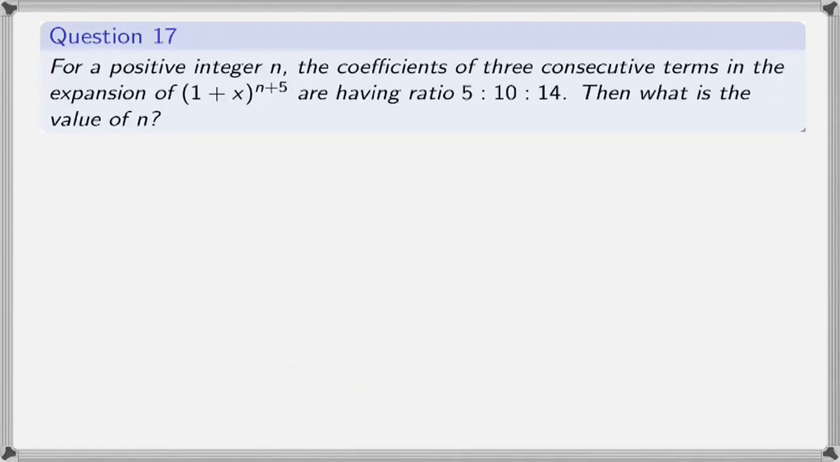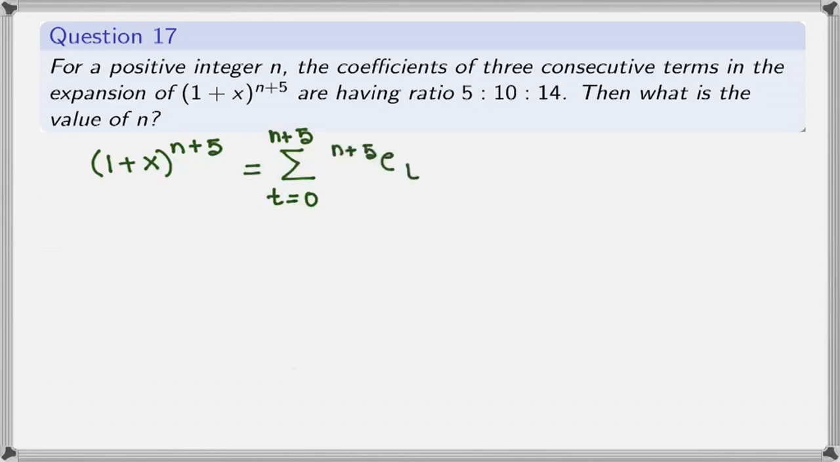It is given to us that for a positive integer n, the coefficients of three consecutive terms in the expansion of (1 plus x) whole to the power n plus 5 are having ratio 5:10:14. We shall find out the value of n. First we write down the binomial expansion of (1 plus x) whole to the power n plus 5. This is equal to the sum running from t equal to 0 up to n plus 5, (n plus 5)Ct into x to the power t.